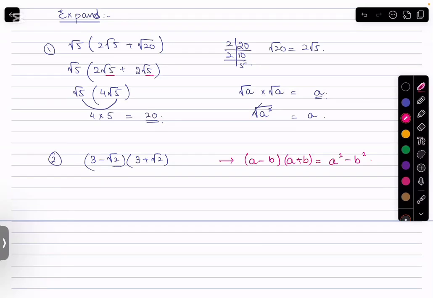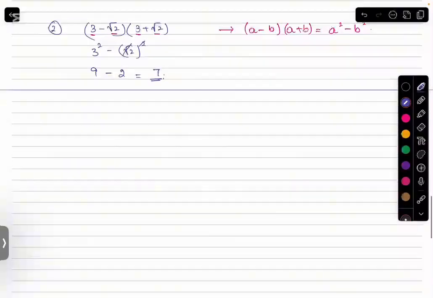So a minus b and a plus b, my a value is 3 and my b value is √2. So can I say that here I have 3 squared minus √2 the whole square, which becomes 9 minus 2, the root and square get cancelled, you are left only with the 2 and your answer becomes 7. Is that okay? Yes. Okay.